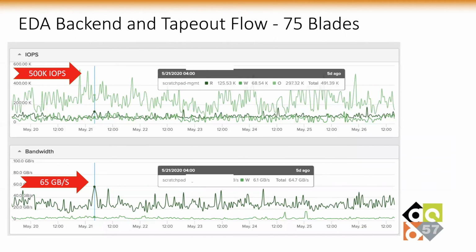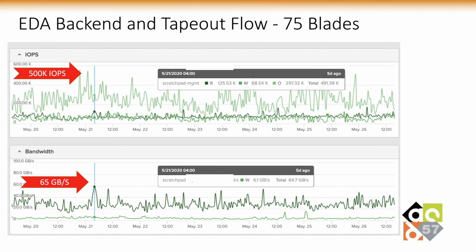This is another example I'd like to show you. This is a customer doing nothing but 7 nanometer and 5 nanometer tape outs and backend processes. This is out of a 75 blade FlashBlade, and you can see here again, over a multi-day period, this customer is running very high bandwidth, peaking up at almost 65 gigabytes per second, and also 500K IOPS. So again, this customer is seeing some exceptional performance using FlashBlade today.